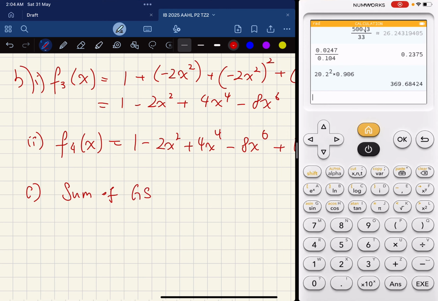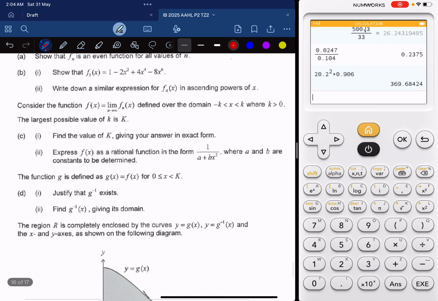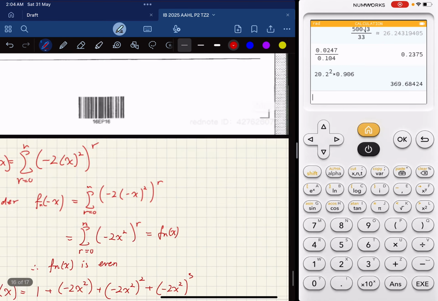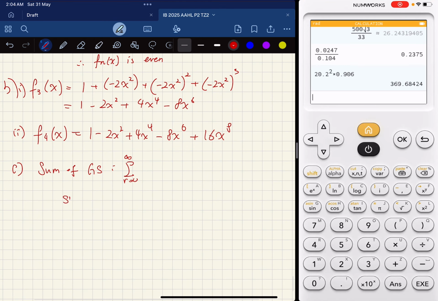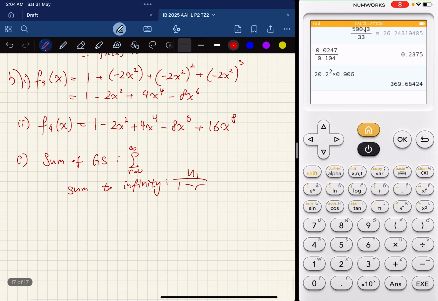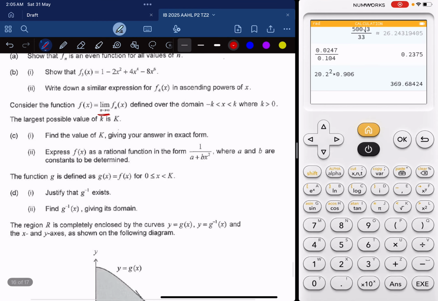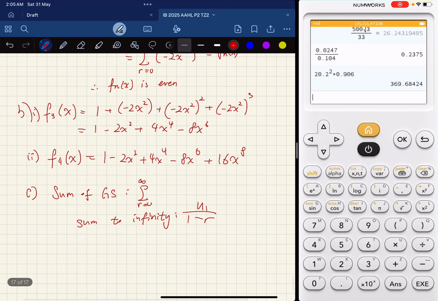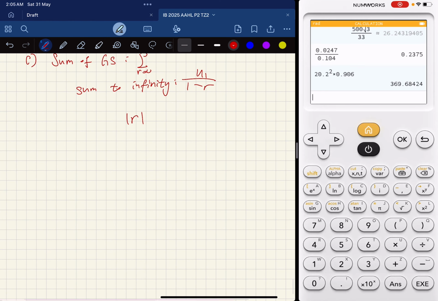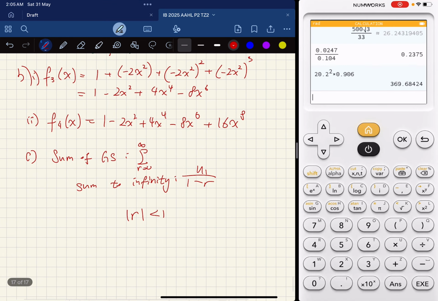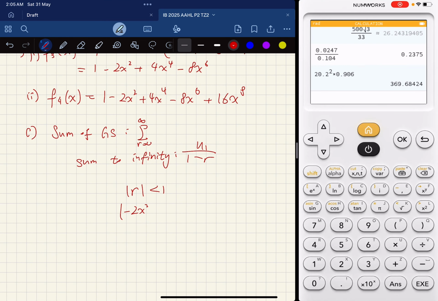Okay, so since the question is asking you about r from 0 to infinity, right? Because they want you to know limits as n tends to infinity. So therefore, the condition is that it's a sum to infinity. Okay, so sum to infinity is like u1 over 1 minus r, right? But since they're asking about a condition where the x of the possible domain is defined, meaning it's actually converging to a number, then you need to tell them that the ratio must be smaller than 1. It's in your formula booklet. So the ratio in here is -2x squared. Okay, so we want to solve this. So just use GDC.